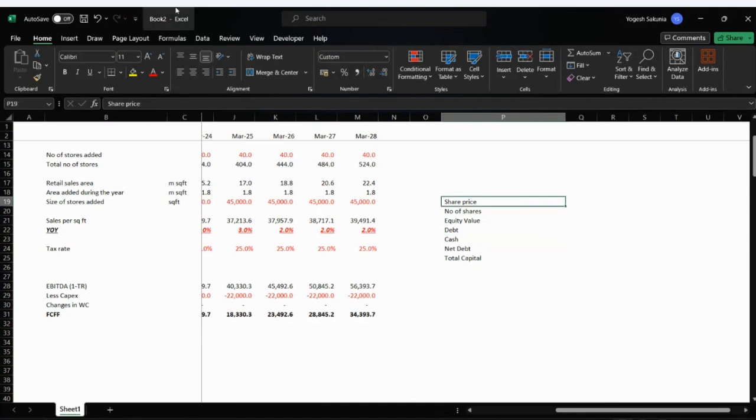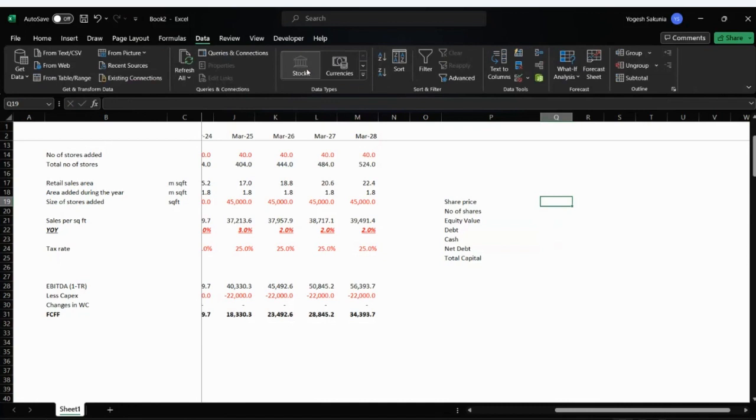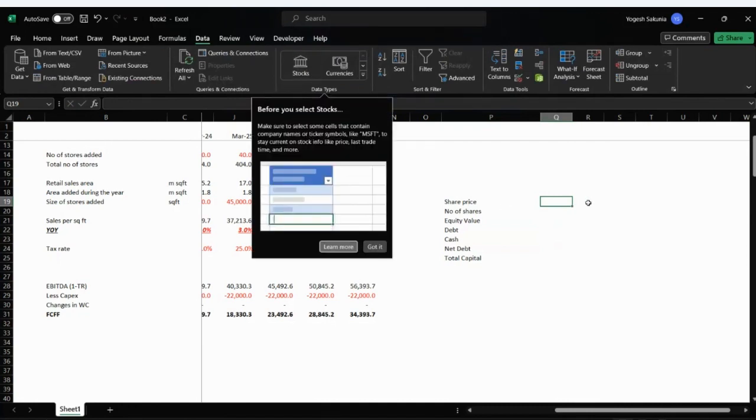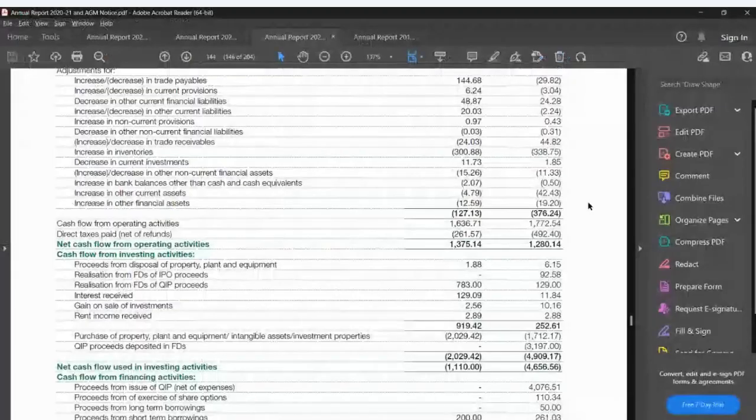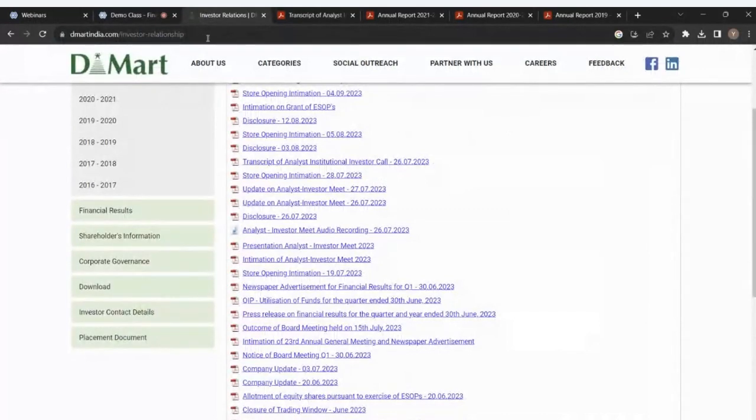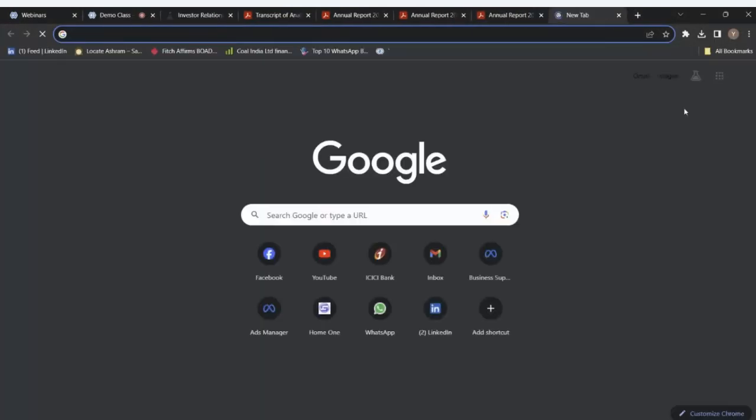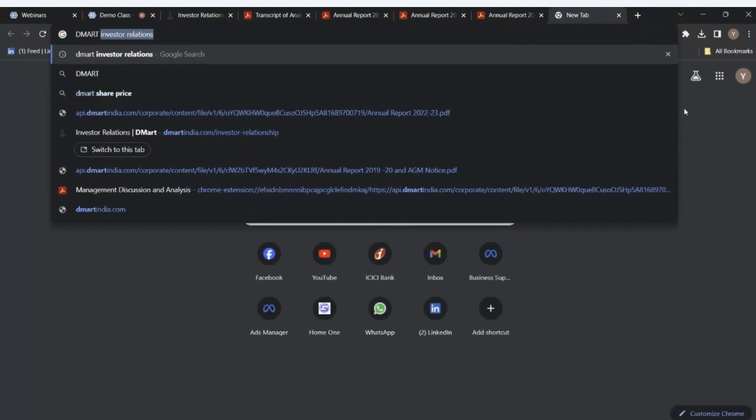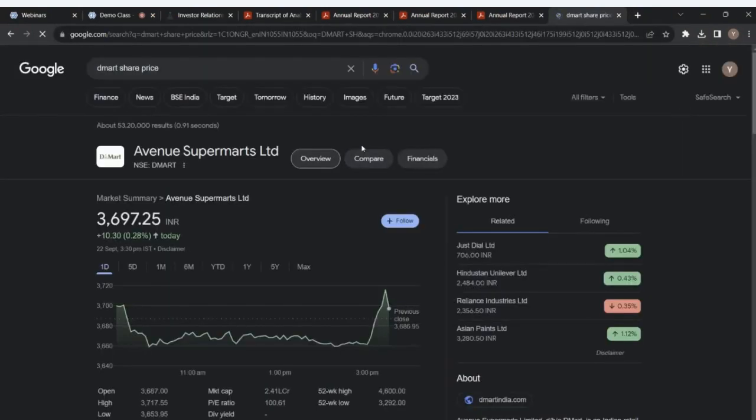So to get the equity value, first we need to get the share price. So current share price, the newer version of Excel allows you to get the stock price. You can get the stock price. We can just share price. So you can use this to get the share price.